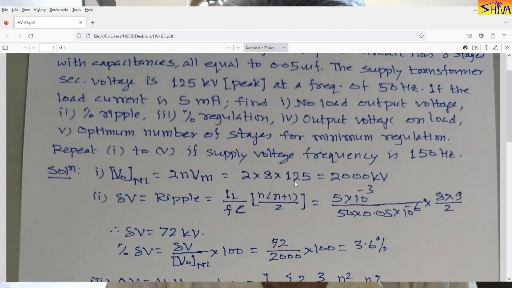At the same time, we require diodes and capacitors operating at 2 into Vm, that is 2 into 125, that is rated for 250 kV only, not 2000 kV. So that is the advantage.